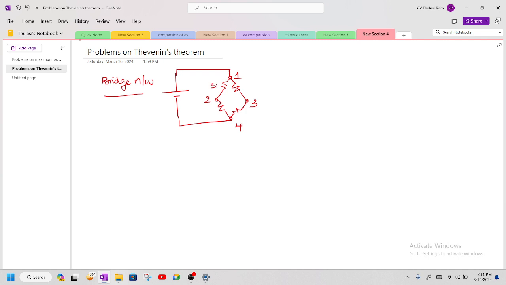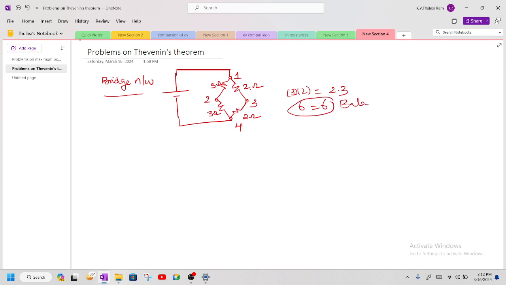So this is 3 ohm. I'm taking this as 2 ohm. I'm taking this as 3 ohm. I'm taking this as 2 ohm. You see here the product of the bridge arms. 3 into 2 is equal to, what is the product of these two? 2 into 3. So I can say that the bridge is balanced as per the given problem.